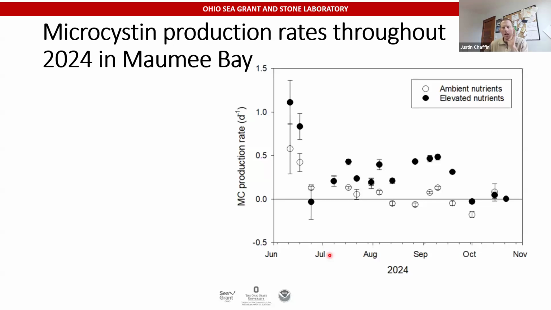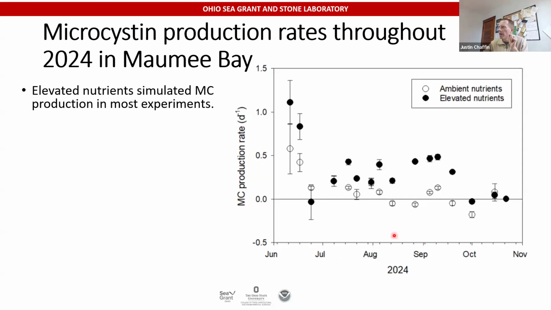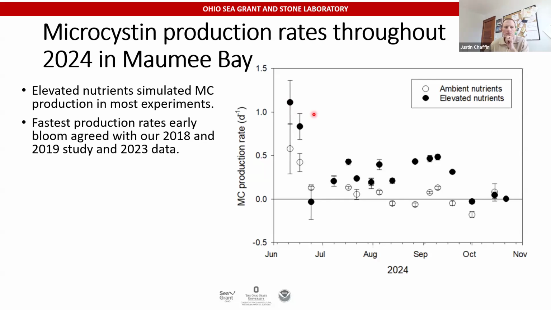So what did we find last year? I'm really going to focus in on just the Maumee Bay site here. I have production rate on the y-axis, so positive numbers mean concentrations are going up, they're increasing, and the negative numbers indicate concentrations went down. The white circles indicate the ambient nutrient control, and the black circles are the elevated nutrients. We see that the elevated nutrients stimulate microcystin production in most experiments, but not all. In most experiments, when we give them more nutrients, they increase toxin concentration.